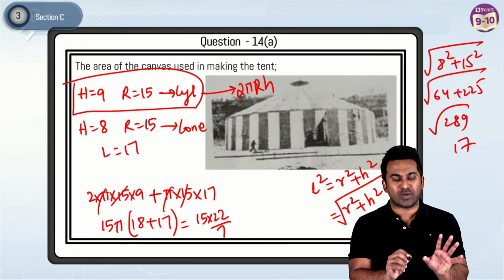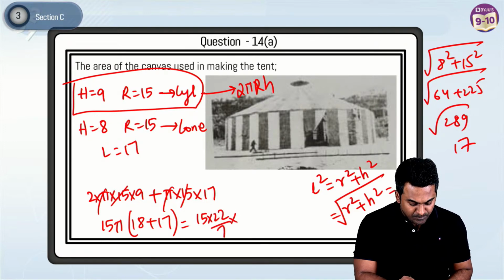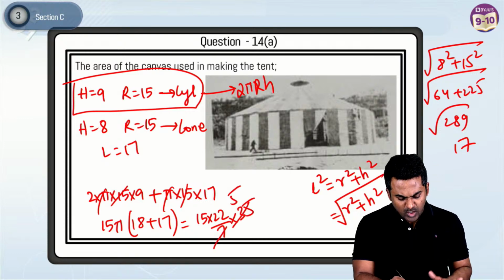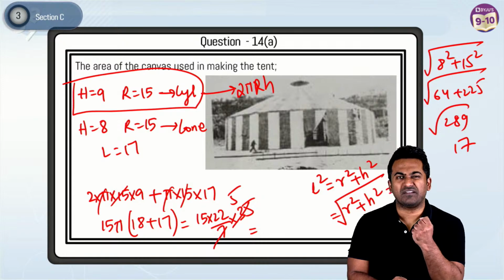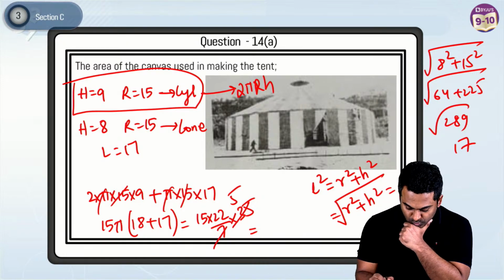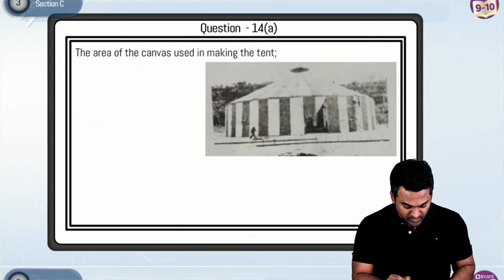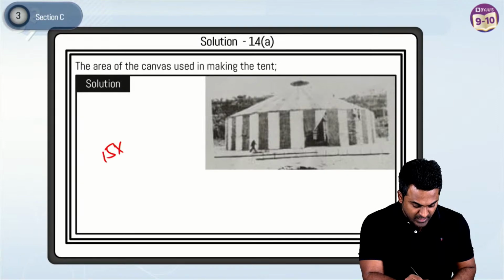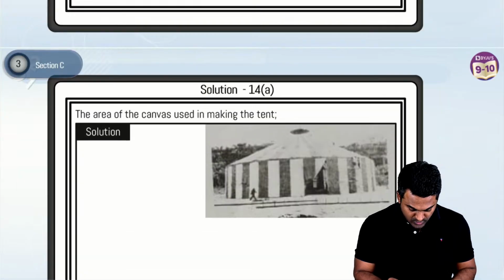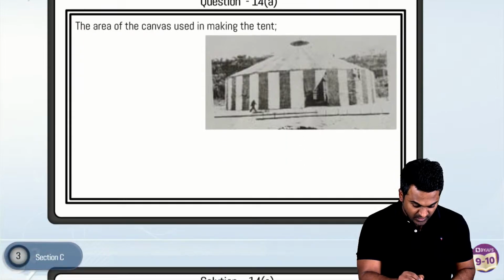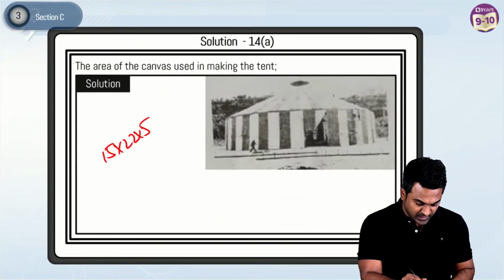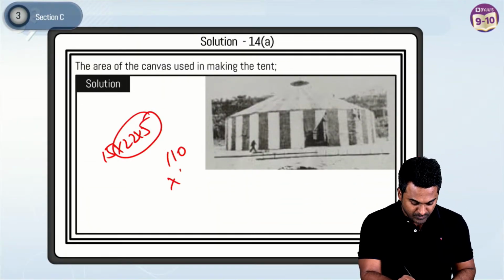So this is 15 multiplied with pi. I will keep it as 22 by 7. And 18 plus 17 is 35. So this is 7 times 5. Okay, so 22 times 5 comes around as 110. So you have to take care of this multiplication. Okay, let's do that here. 15 times 22 times 5 times 5. So this is 110. Multiply that by 15.